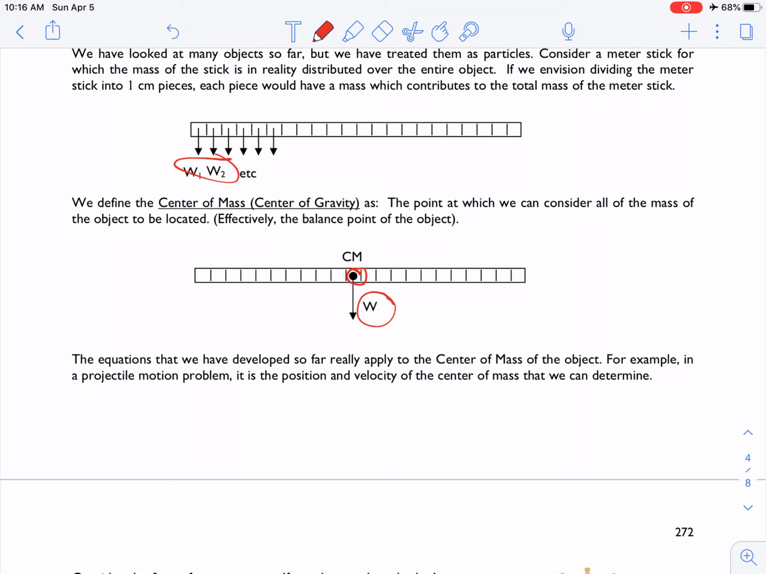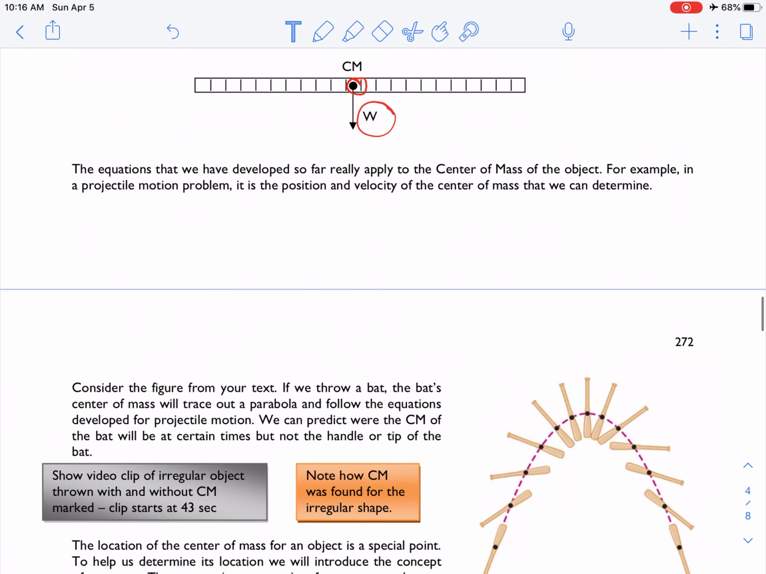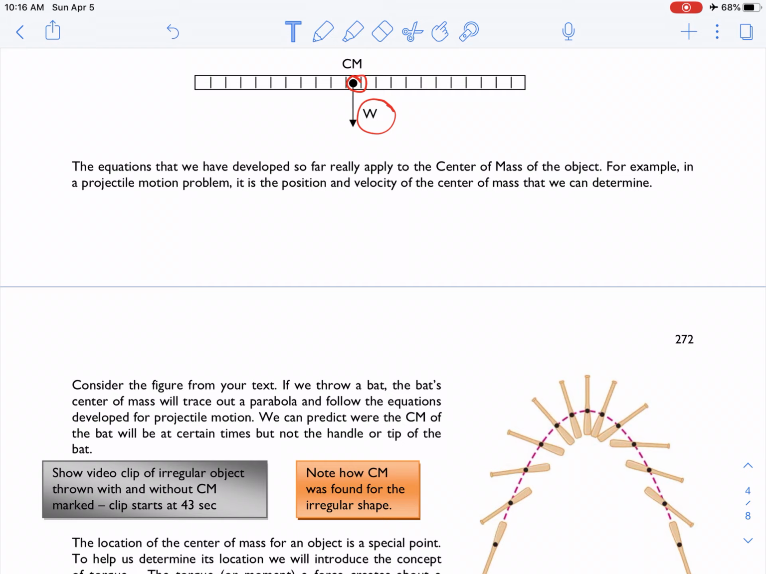So the equations that we have developed so far really apply to the center of mass of the object. In a projectile motion problem, it is the position and velocity of the center of mass that we can determine. So if this was a meter stick and we had a problem, we could still use what we know to figure out the position and velocity of the center of mass point. But using the equations we used, we cannot say what the position or velocity of this other point is, okay? So it is only applicable to the center of mass of the object.